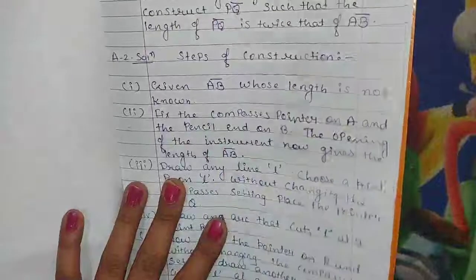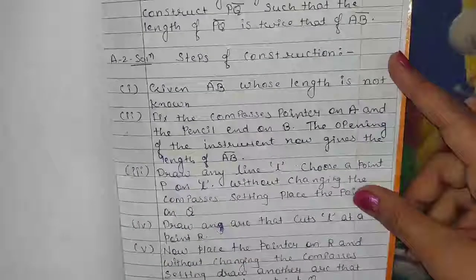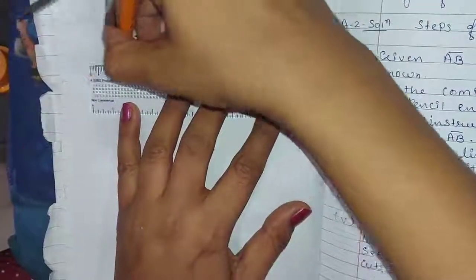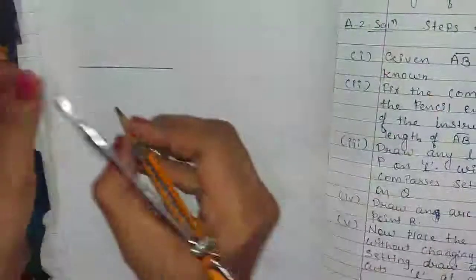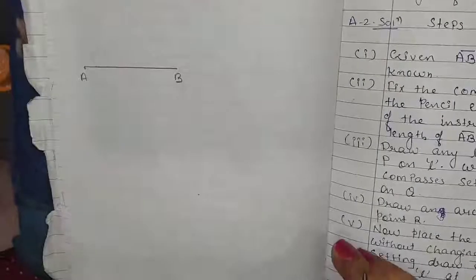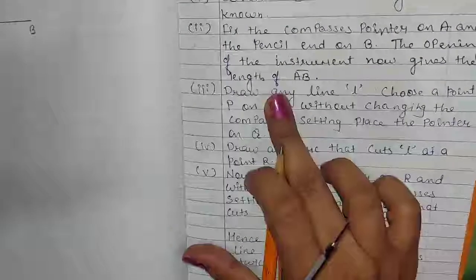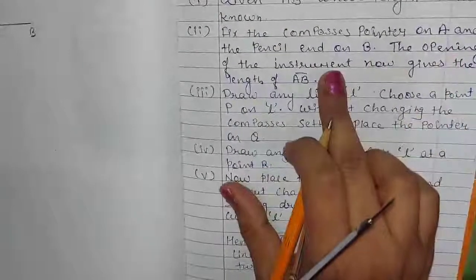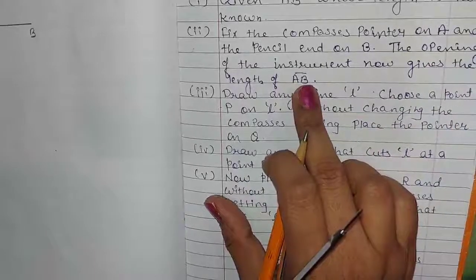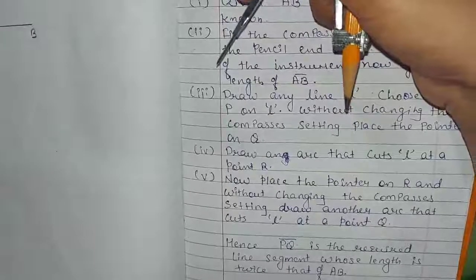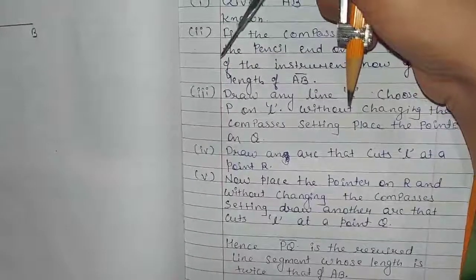So let us first draw line segment AB whose length is not known. So students, here we will draw line segment AB whose length we don't know. So we will write here AB. Now let us see the second step. Fix the compasses pointer on A and pencil end on B. The opening of the instrument now gives the length of line segment AB. Means we will measure with the compasses opening of the pointer and that is the distance of AB.